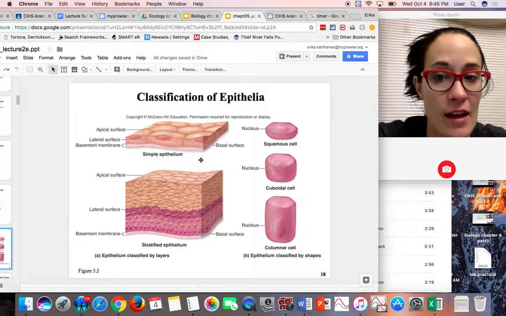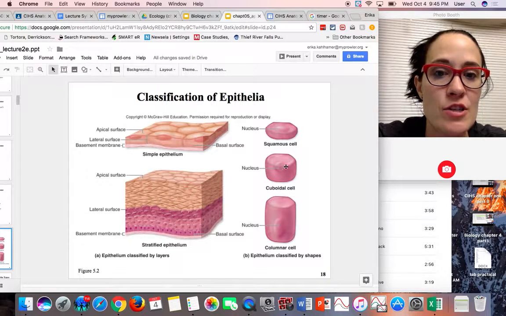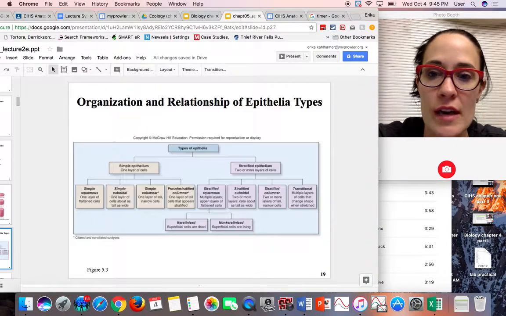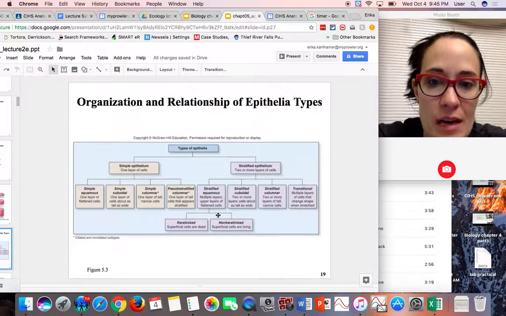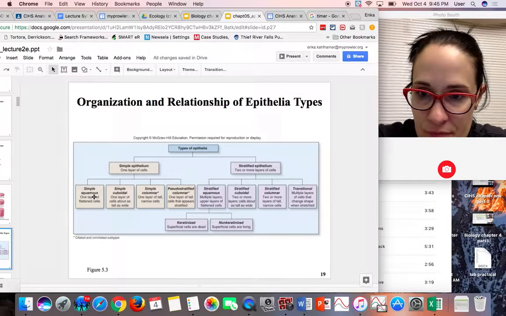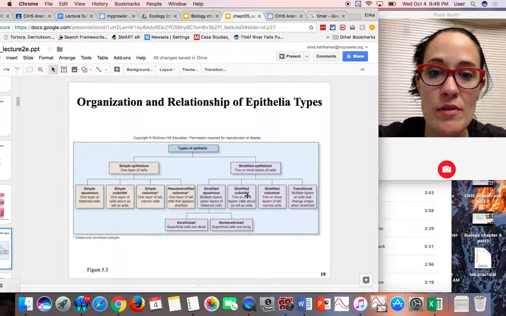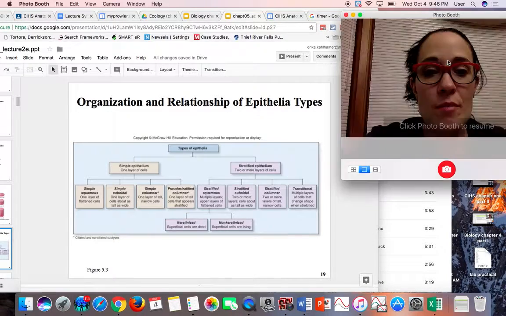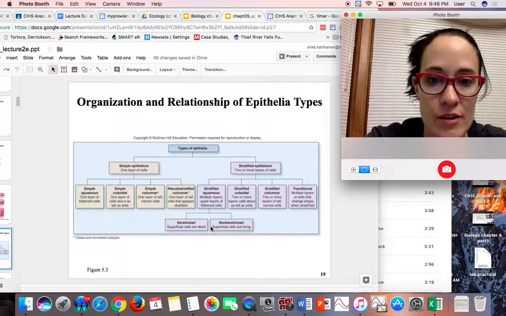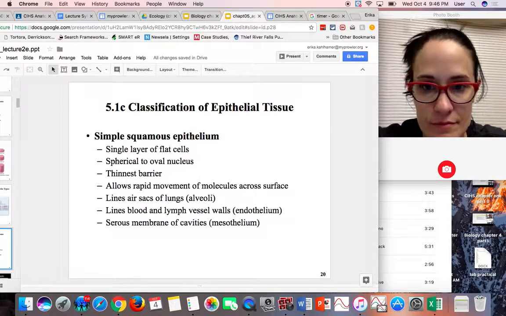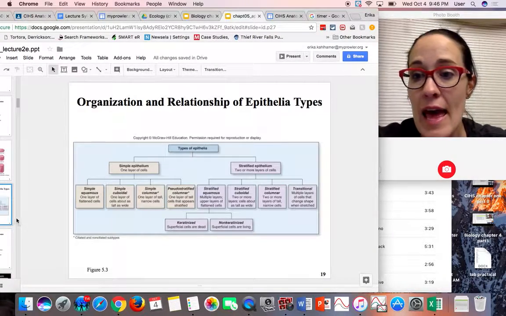And here is an image of what I just talked about. The simple layer, the stratified layer, and the different shapes of cells: squamous, cuboidal, and columnar. And this organizes all the different types of epithelial tissue. Simple squamous, simple cuboidal, simple columnar, pseudostratified columnar, stratified squamous, stratified cuboidal, stratified columnar, and transitional. You can also see that stratified squamous has another layer to it that we will talk about. So that is what epithelial tissue is for and how it is named.